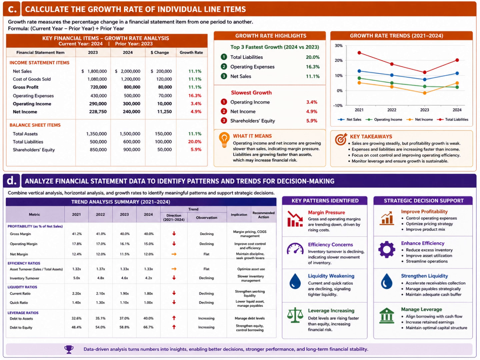For example, sustained improvements in asset turnover may justify capacity expansion, while deteriorating liquidity ratios may require working capital management improvements. Effective analysis translates numbers into actionable insights. Managers use pattern recognition to forecast performance, adjust pricing strategies, control expenses, evaluate investment opportunities, and maintain financial stability, ensuring informed and data-driven business decisions.